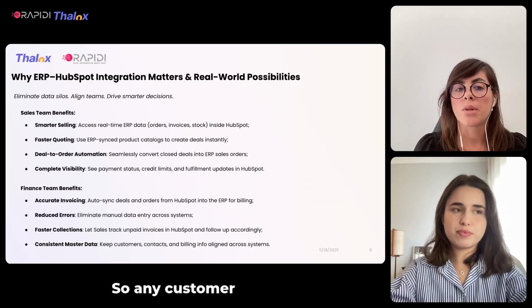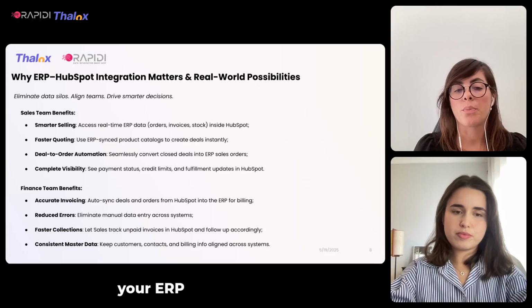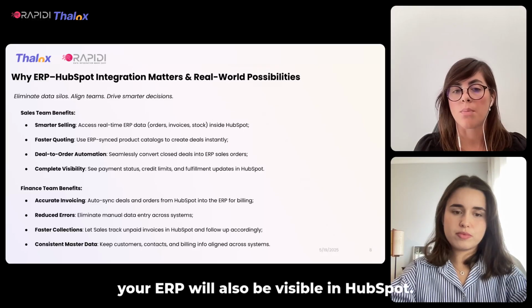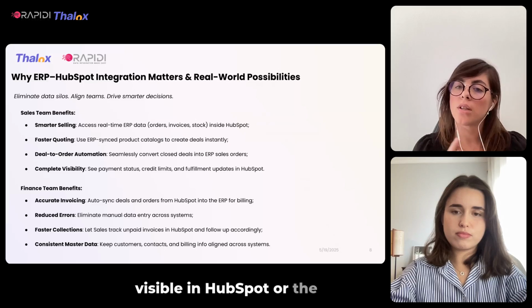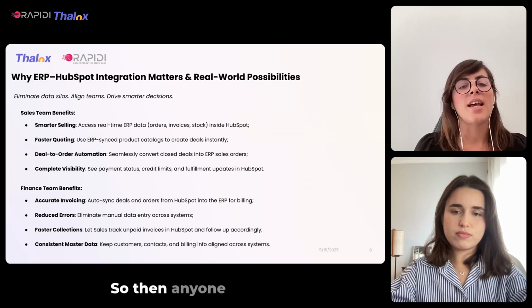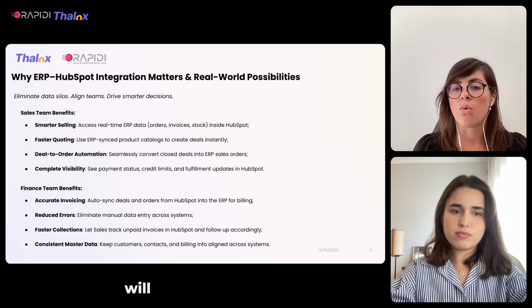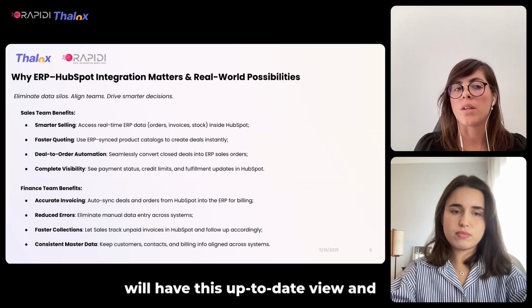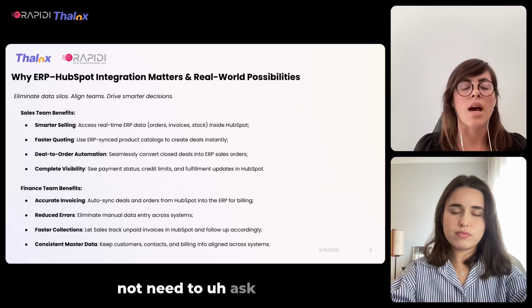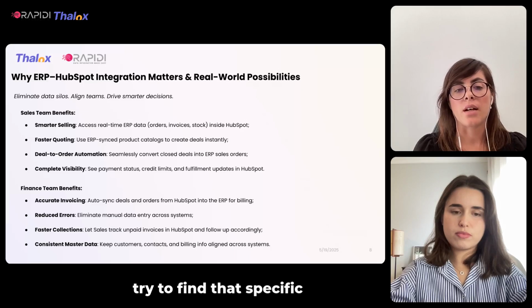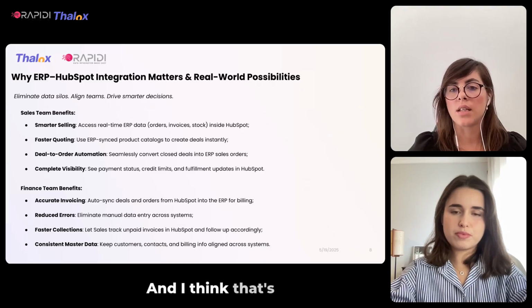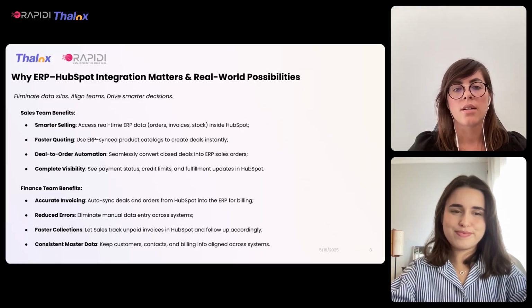So any customer that has been created in your ERP will also be visible in HubSpot. Any changes on that customer can be visible in HubSpot or the other way around. So then anyone who goes into the system will have this up-to-date view and will not need to ask questions about it or try to find that specific information. And I think that's it for this part.